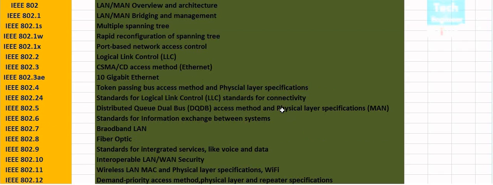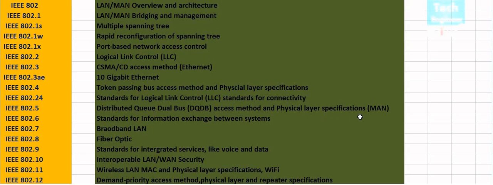IEEE 802.5 is the distributed queue dual bus, DQDB, access method and physical layer specification, which is commonly known as MAN. IEEE 802.6 was a standard for information exchange between systems. IEEE 802.7 is for broadband LAN.